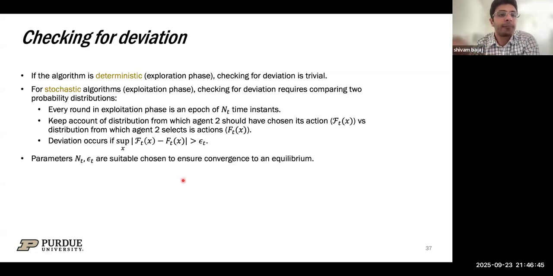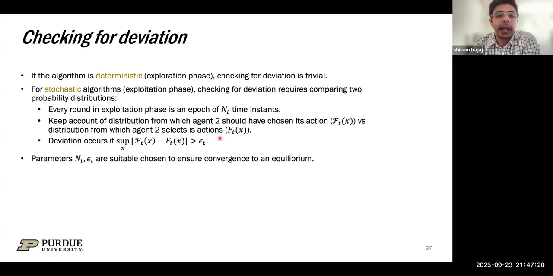Now, if the algorithms are deterministic in nature, then checking for deviation is simple. But most of the algorithms in the literature are stochastic in the sense that the agents choose actions based on some probabilistic rule. So our idea is that every agent constructs two copies of a distribution. One copy corresponds to the distribution that the agent must have chosen the action from. And the second copy corresponds to the distribution that the agent actually chooses its action from.